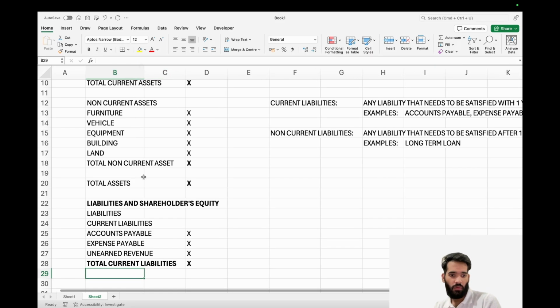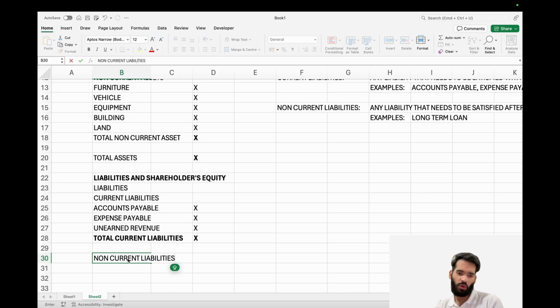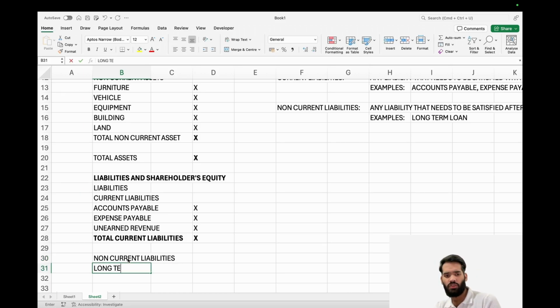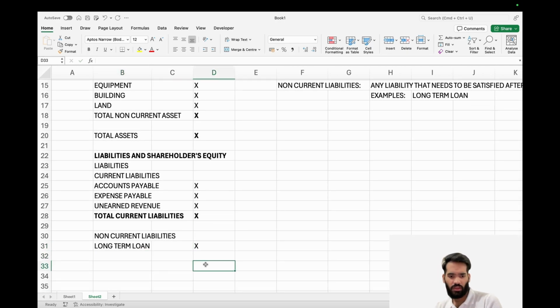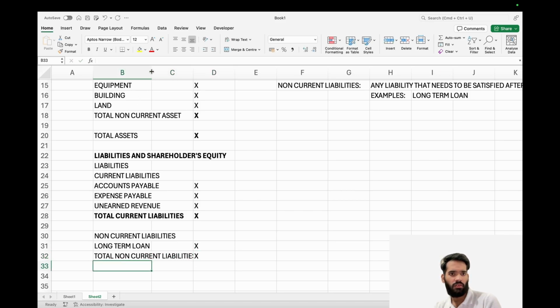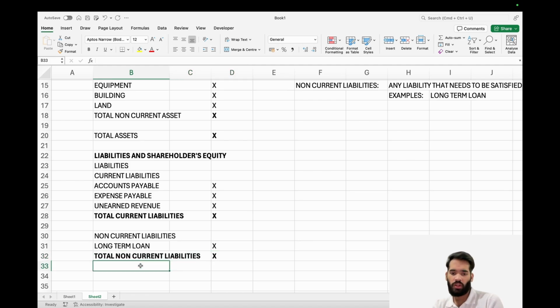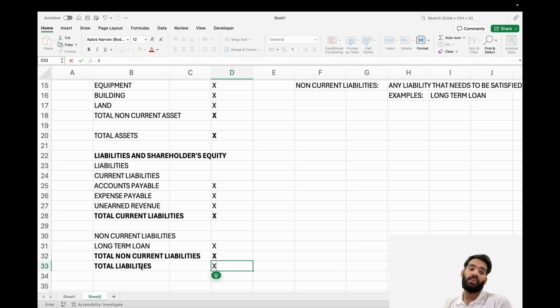Now we will do the non-current liabilities, which are also called long-term liabilities. Here we should just mention long-term loan, and since that's the only one we're talking about, let's just combine them together and do the total liabilities. But of course, if you want to write total non-current liabilities, no worries, because it doesn't hurt anything, right? You can do that. It just takes one more step. And now you can do the total liabilities. This will be the total, combining the current and non-current elements into the liability.